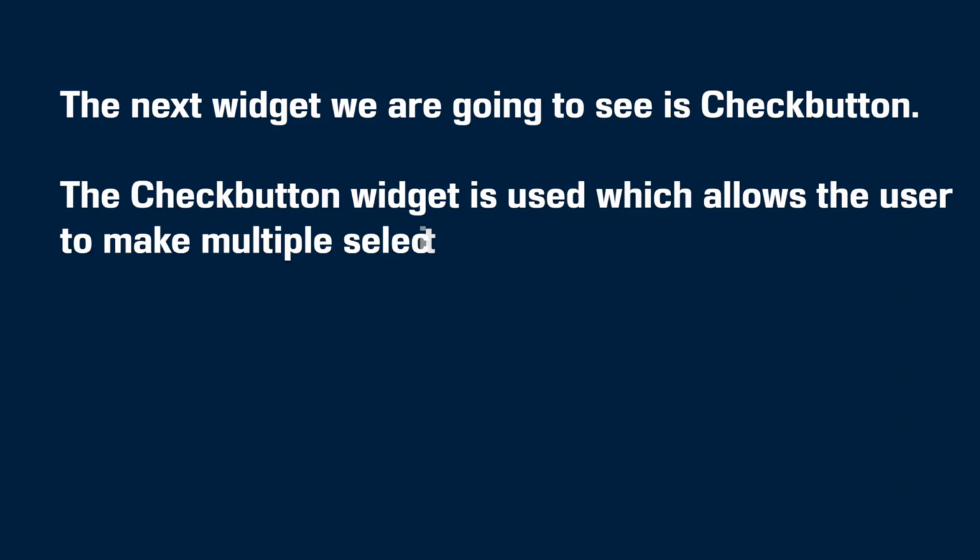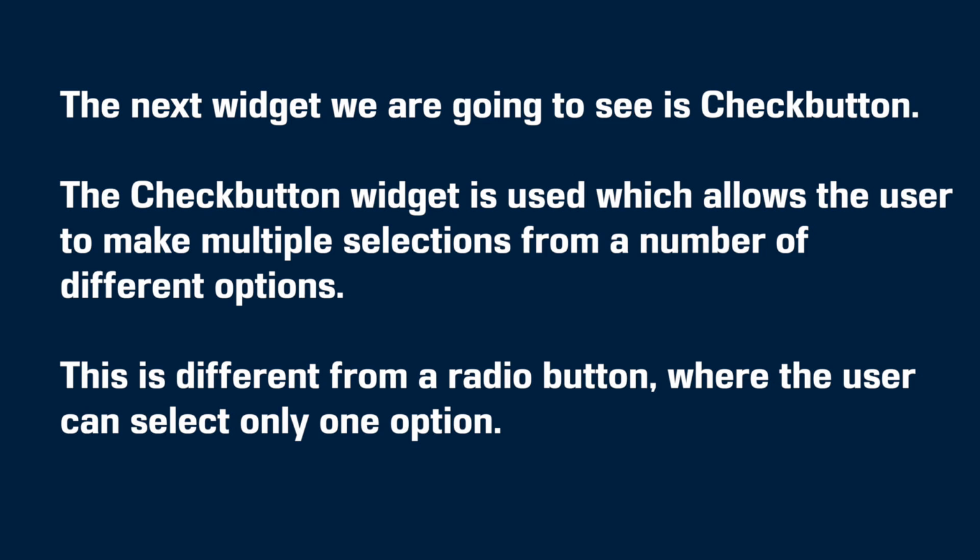The next widget we are going to see is the check button. The check button widget allows the user to make multiple selections from a number of different options. This is different from a radio button where the user can select only one option. You can also display images in place of text. The syntax is again the same as that of the label. Watch the console for an example.